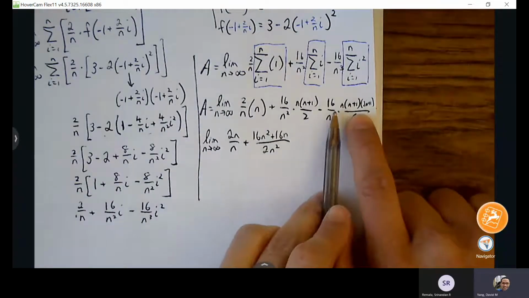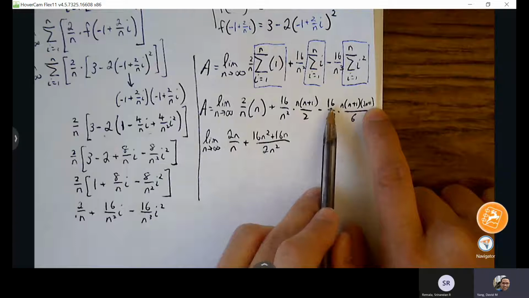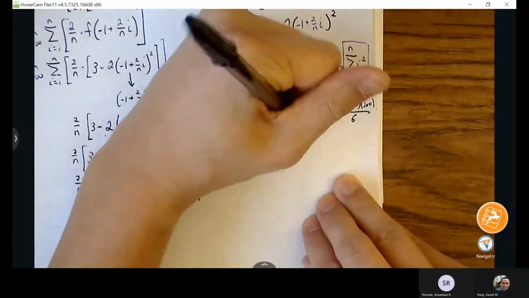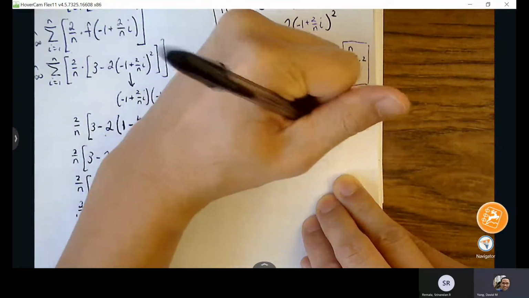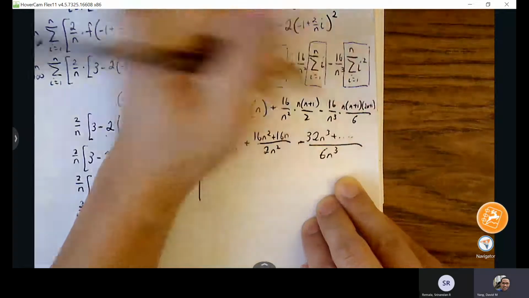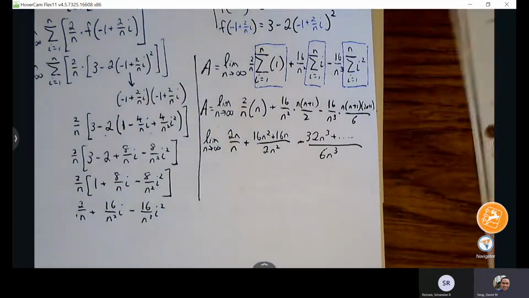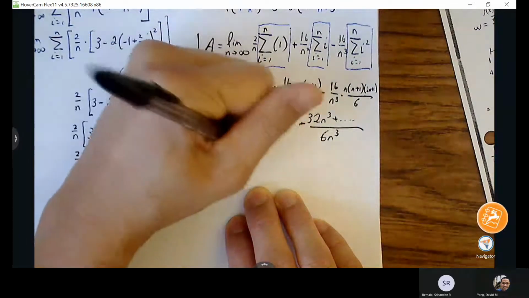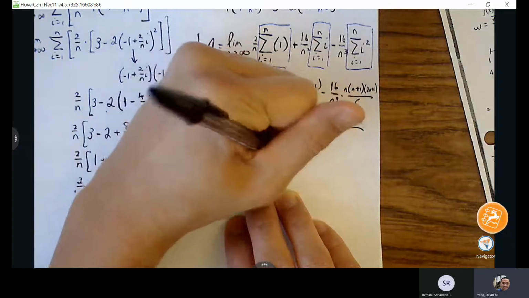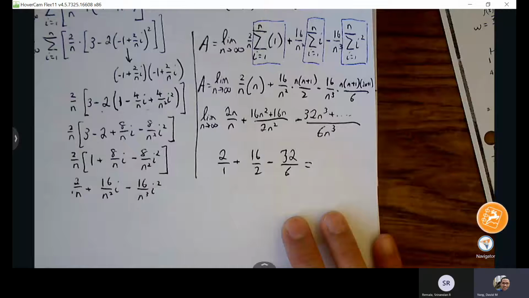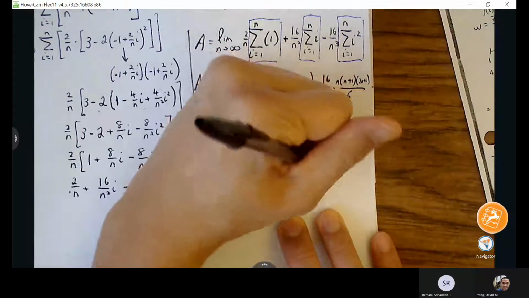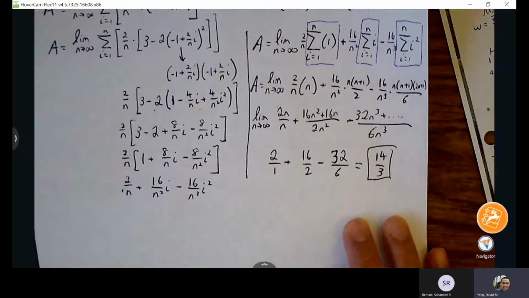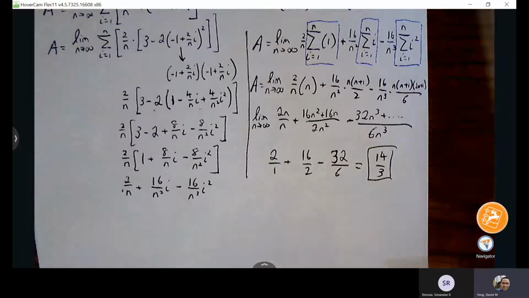Okay, once you get to this messy last term, just pull the largest value. So 16 times n times 2n, that will give you 32n cubed. All the other terms will just be a lower degree. Just take the ratio of the coefficients here. So 2 over 1 plus 16 over 2 minus 32 over 6. Okay, questions?